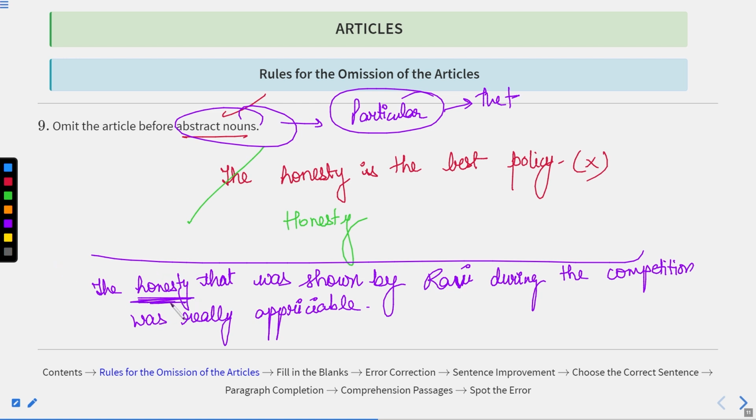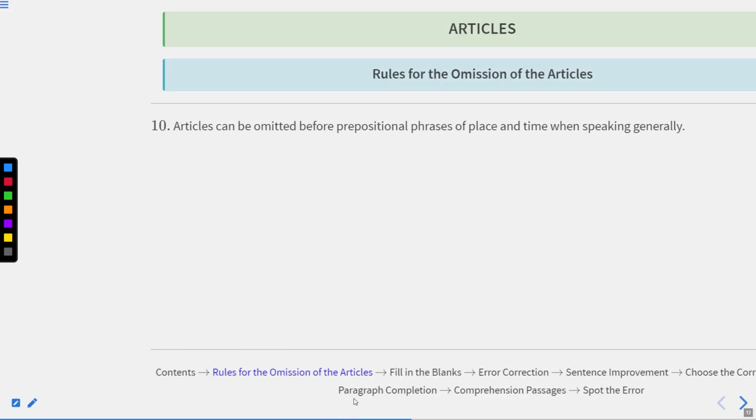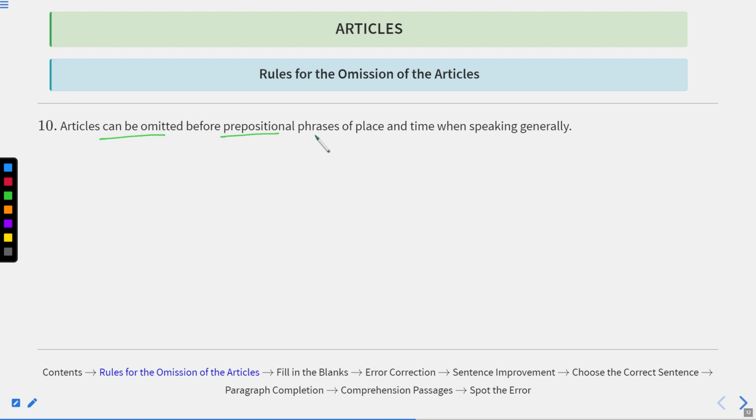So here we are making honesty particular, it means we are relating this honesty to a particular person that he has shown during some particular time. Okay, so here we can use the honesty, and this sentence is absolutely correct. Okay, so in this manner we can use the before abstract nouns, but before abstract noun in general sense we cannot use any article before these words. Okay, moreover, articles can be omitted before prepositional phrases of a place and time when speaking generally. Okay, so place and time, as I say, there are some prepositional phrases which are related to place and time. Before that, we can avoid using any article.